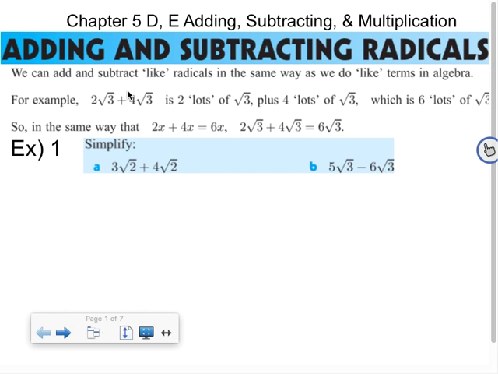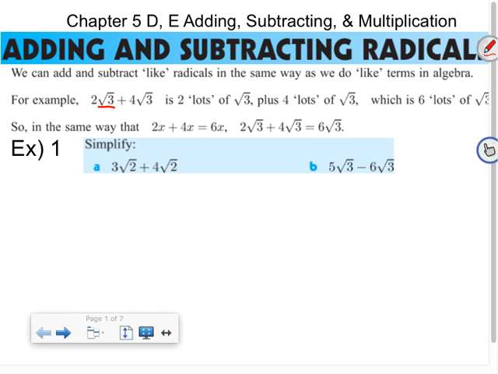Sections D and E, we're going to be looking at adding, subtracting, and multiplication of radicals. So here in example 1, we're going to be talking about adding and subtracting radicals. The thing with radicals is that we can only add and subtract radicals if they're like radicals.